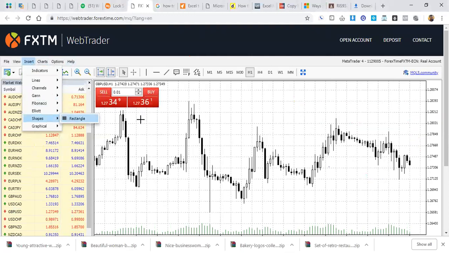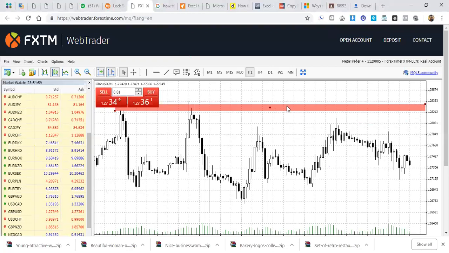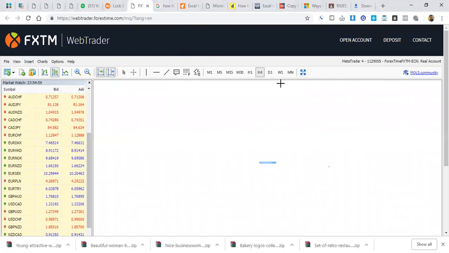So this week I didn't focus much on the Great British Pound and this US dollar. I didn't focus on them that much. So what am I looking at? This is a ranging market.